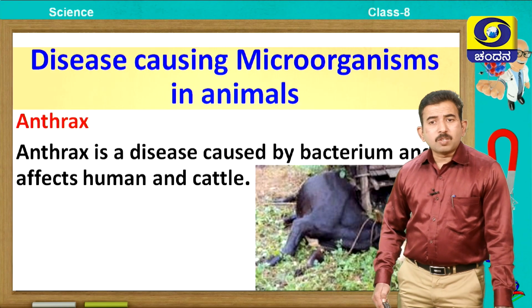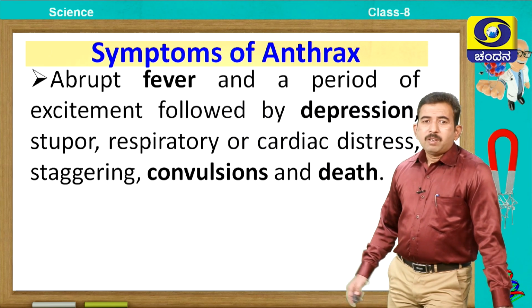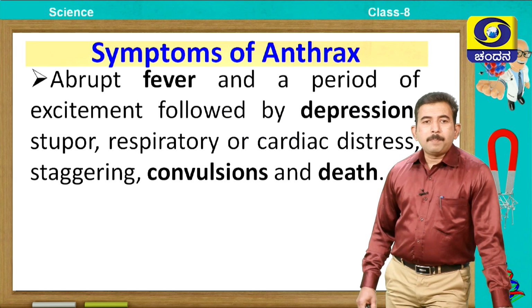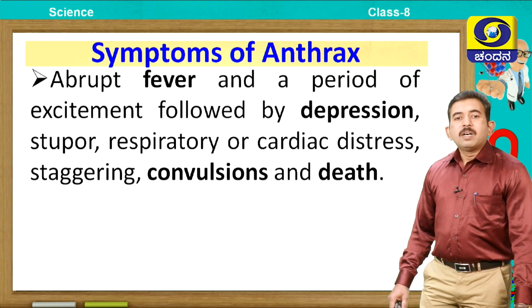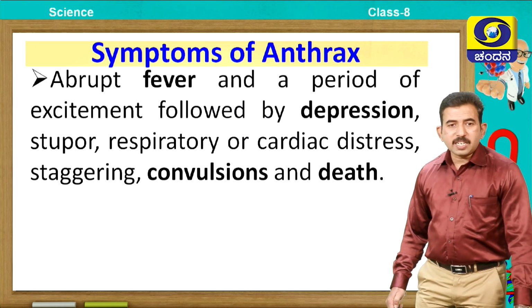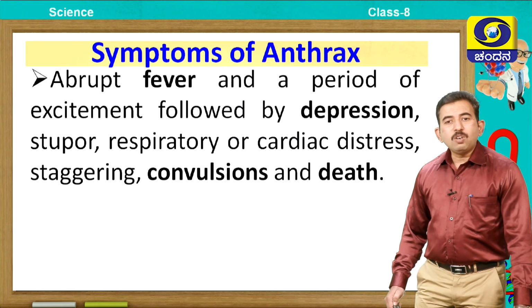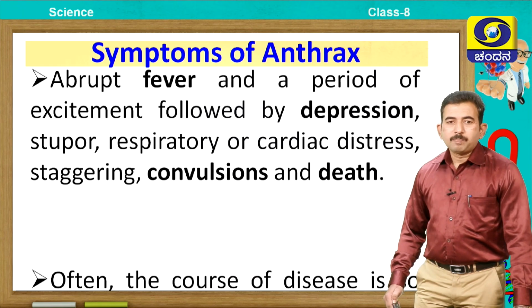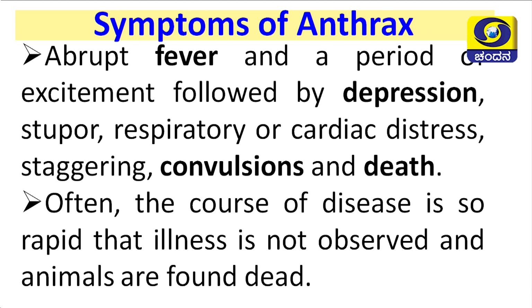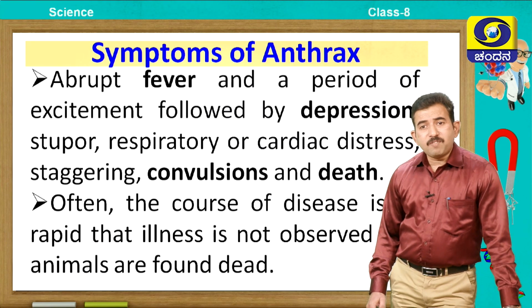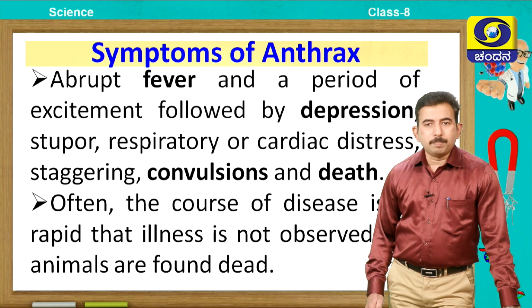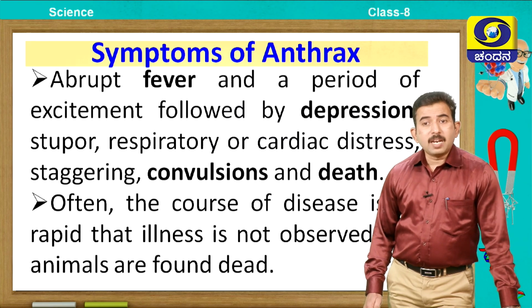What are the symptoms of the disease? Abrupt fever and a period of excitement followed by depression, stupor, respiratory or cardiac distress, staggering, convulsions and even death. Often the course of disease is so rapid that illness is not observed and animals are found dead. This is one of the severe diseases that infect cattle and even sheep and other ruminant animals.